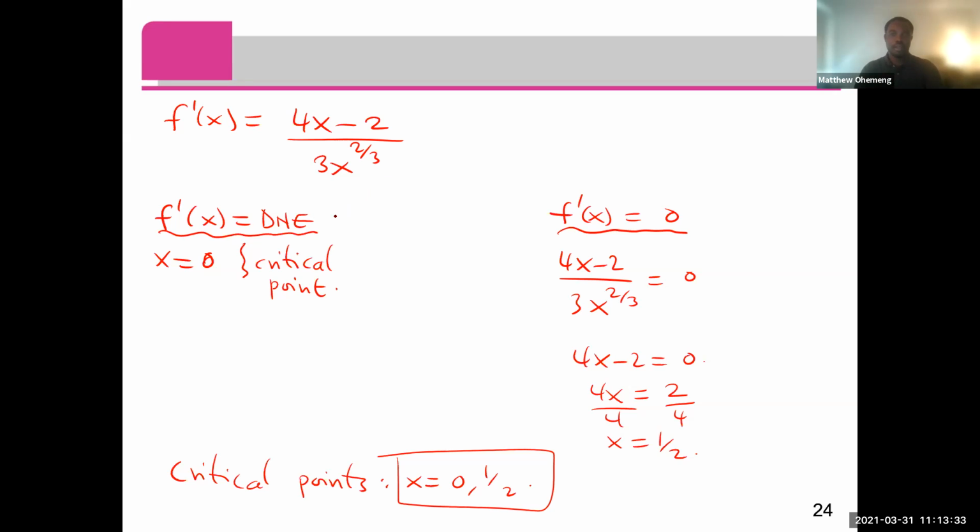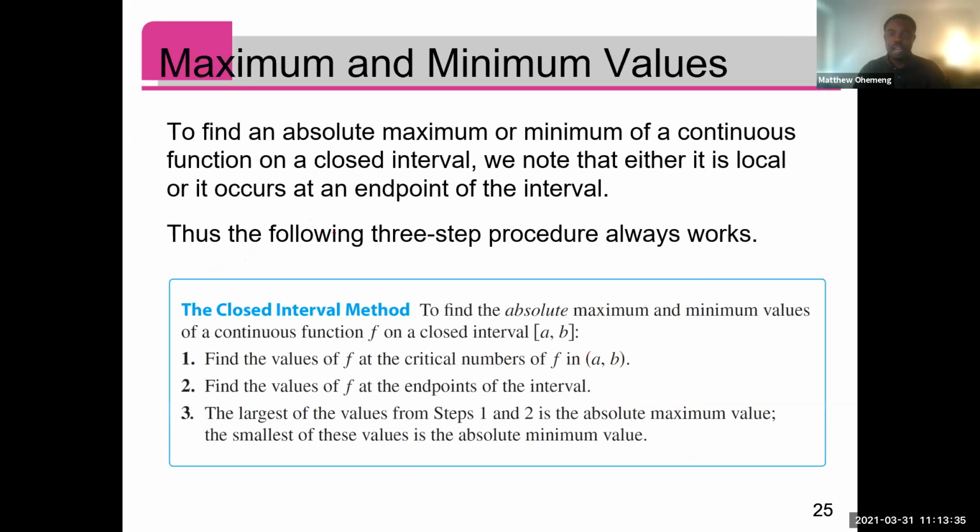Okay, then let's move on. Now, the main goal of finding these critical points was to help us identify local extreme values. But why were we finding local extreme values in the first place? Well, this whole process started from the extreme value theorem. And for the extreme value theorem, we are looking for what? An absolute maximum or absolute minimum.